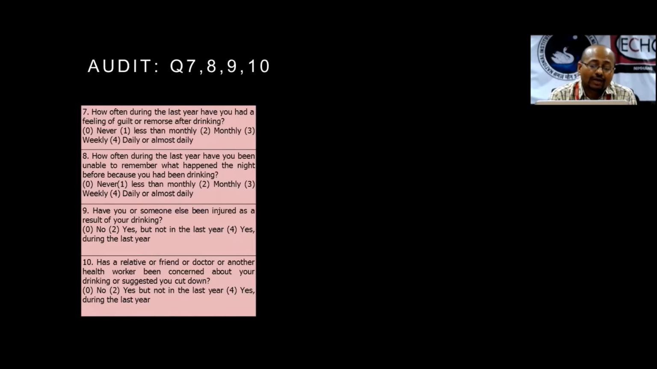And 9 and 10 are very important. Look at the scoring pattern of 9 and 10. You don't have 1 or 3, it is 0, 2, 4. Unlike all the 1 to 8 questions, which have 0, 1, 2, 3, 4 as scoring, here it is 0, 2, 4. So it means this question has significant meaning to it. Has someone been injured because of your alcohol drinking, or has any friend or doctor told you to stop? So those questions, 9 and 10, are very important because of the significance.